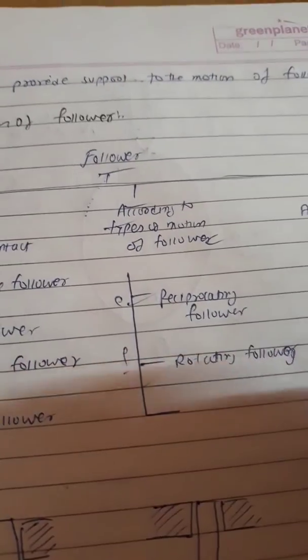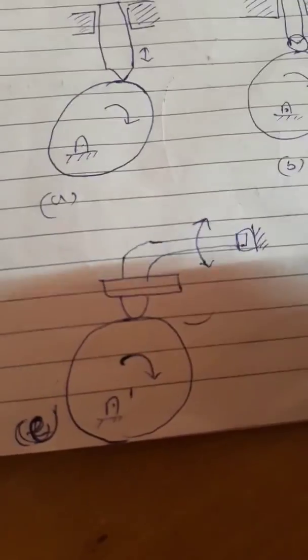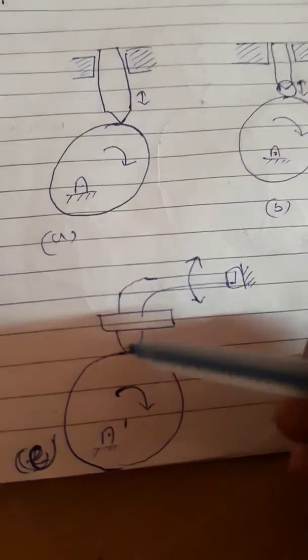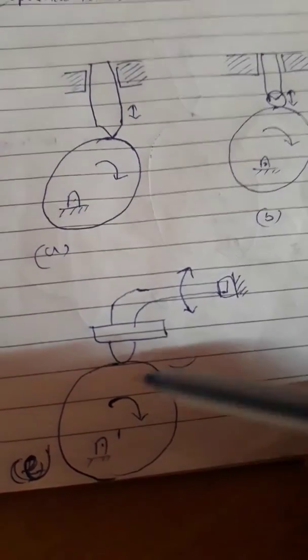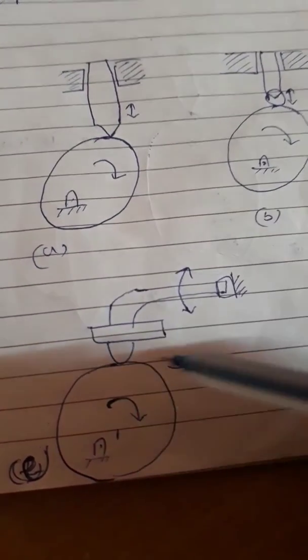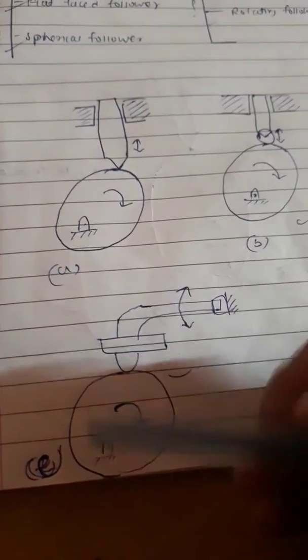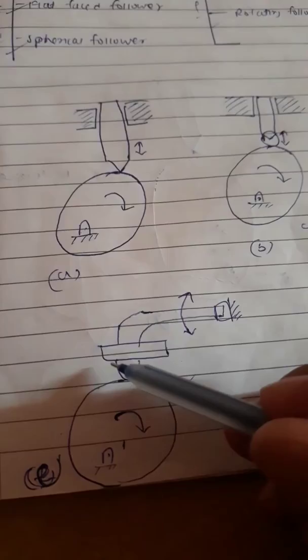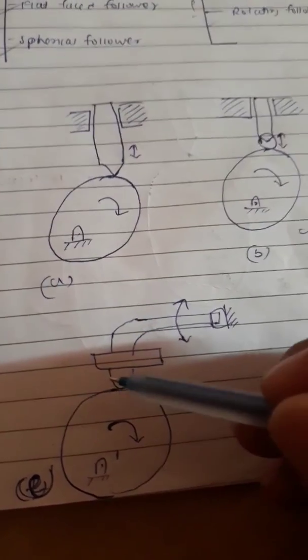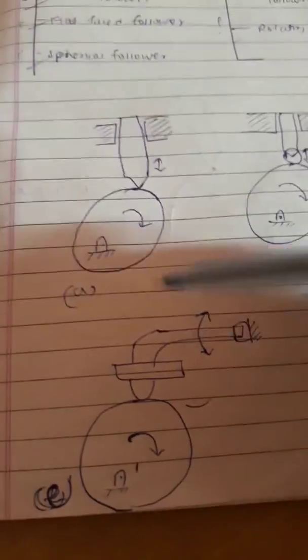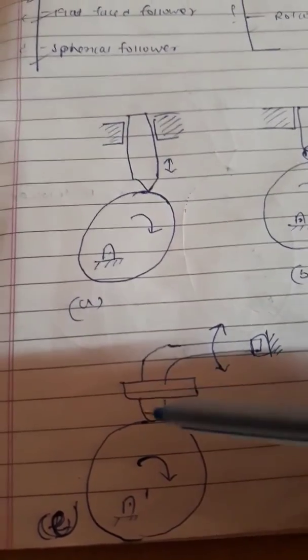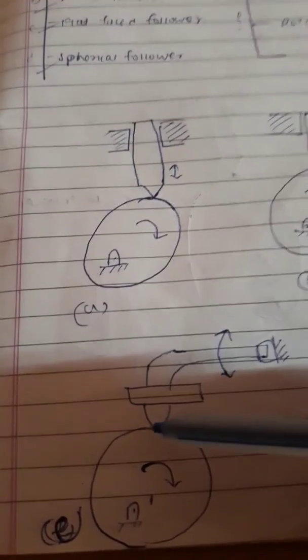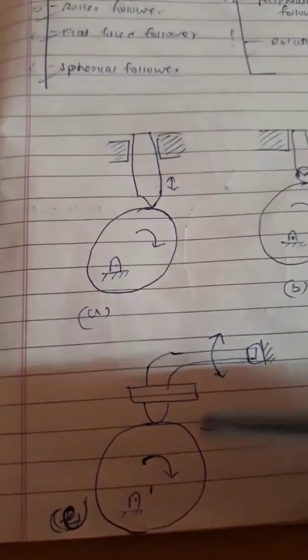Now according to the type of motion of the follower: reciprocating follower and rotating follower. The reciprocating follower moves perpendicular to the axis of the cam, continuously giving force to the cam. There is no sliding or wear formed, as there are no sharp edges. So this is the reciprocating follower.